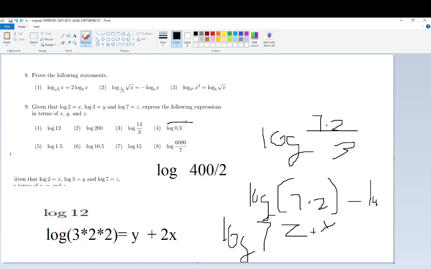So that's easier. 0.3 is the same as 3 divided by 10. It's got to be an easier way, so I'll come back to that. 1.5 is 3 divided by 2. There we go. So this one is 3 divided by 2, which is the same as log 3 minus log 2, which is the same as y minus x. So some of them are tricky that I'm not really seeing right away.